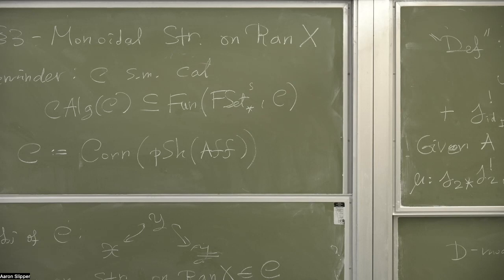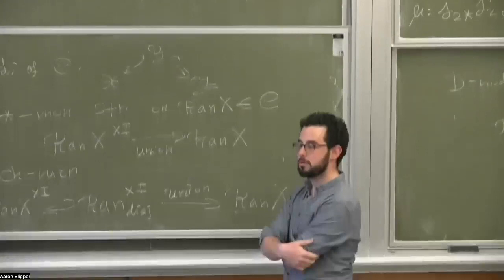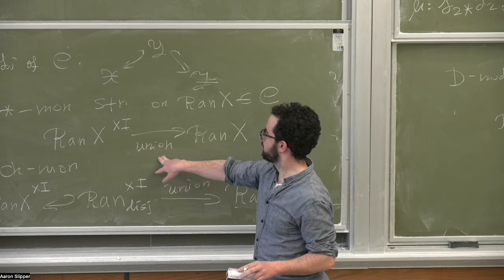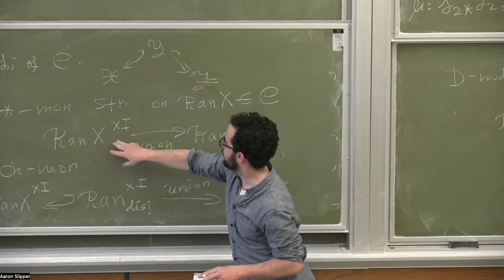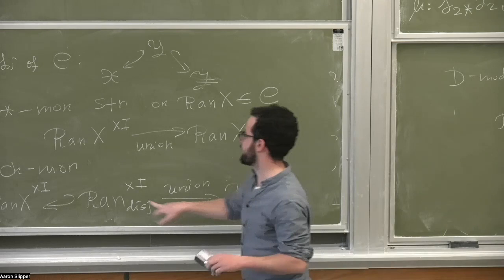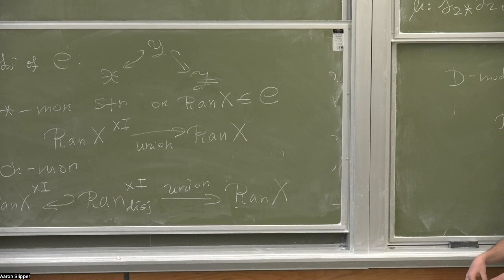Because of the star monoidal structure, you take the graph of this morphism, right? Just a correspondence. Here you take Ran X to the I equals Ran X to the I, and the map here is union. Ah, this was the second. But this one, for this Cartesian structure, you can only write that addition.